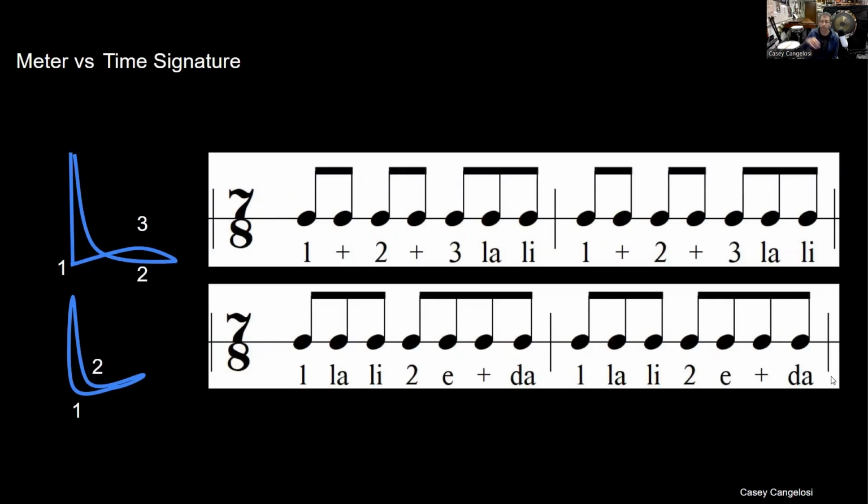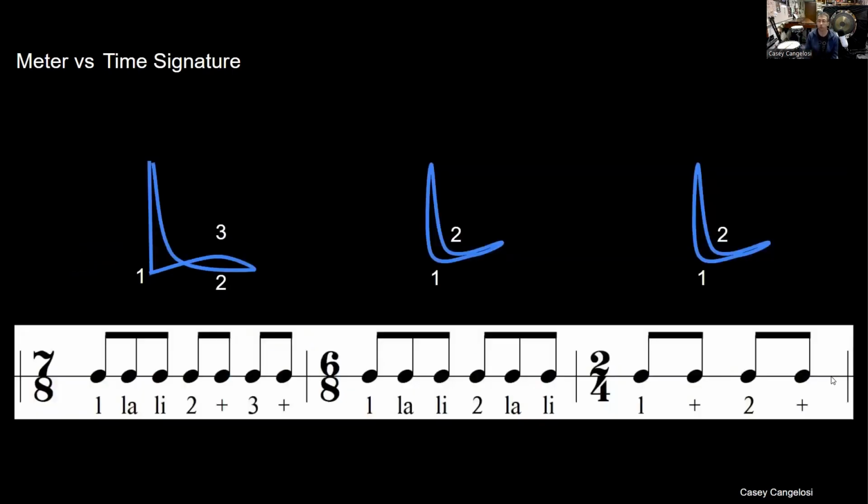You can see the top example is going to be in 3, 1 and 2 and 3 la li, 1 and 2 and 3 la li, 1 and 2 and 3 la li, 1. The bottom example will be in 2, 1 la li, 2 e and a, 1 la li, 2 e and a, 1 la li, 2 e and a, 1.